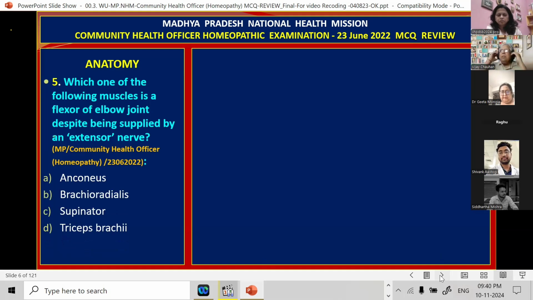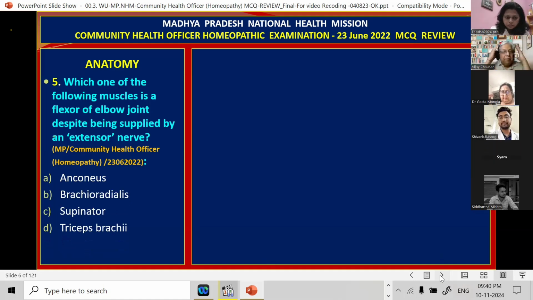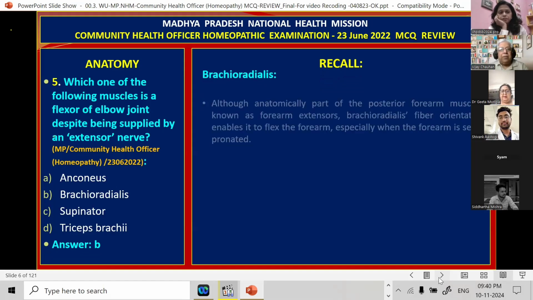Which one is the muscle supplied by the radial nerve? Brachioradialis. Okay, good. So the answer is B, brachioradialis. And here, let us recall, brachioradialis.